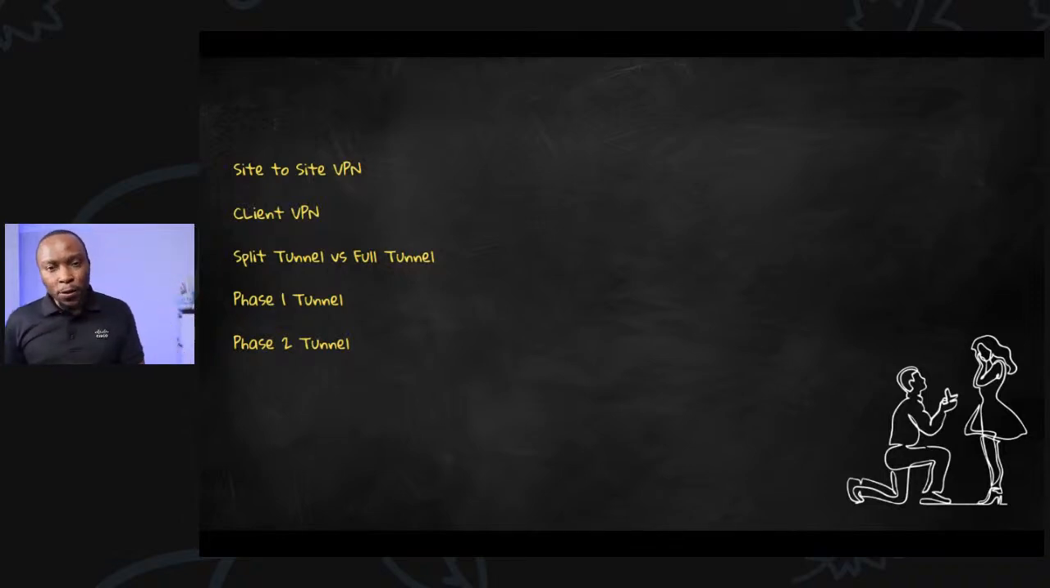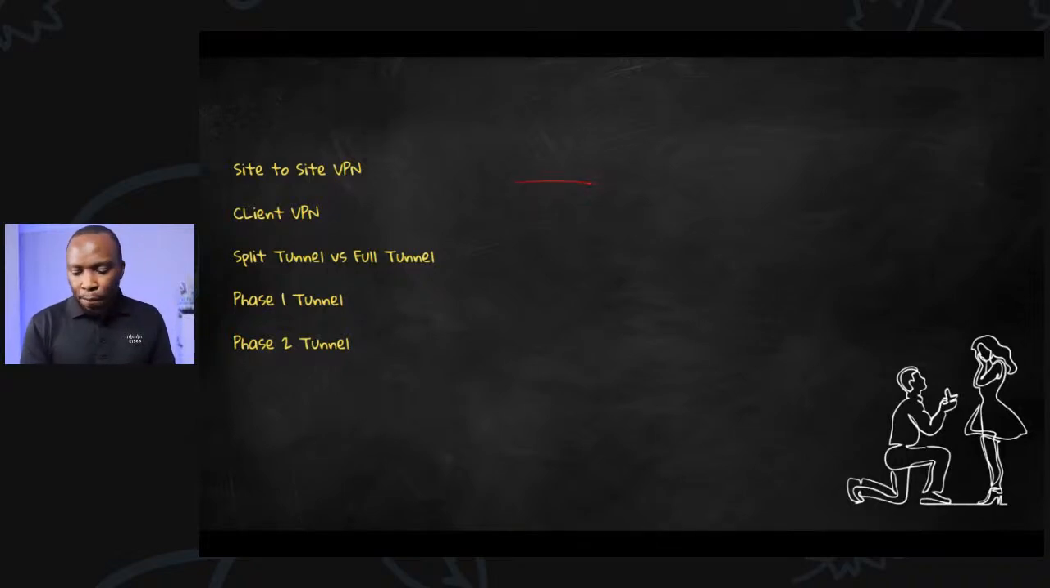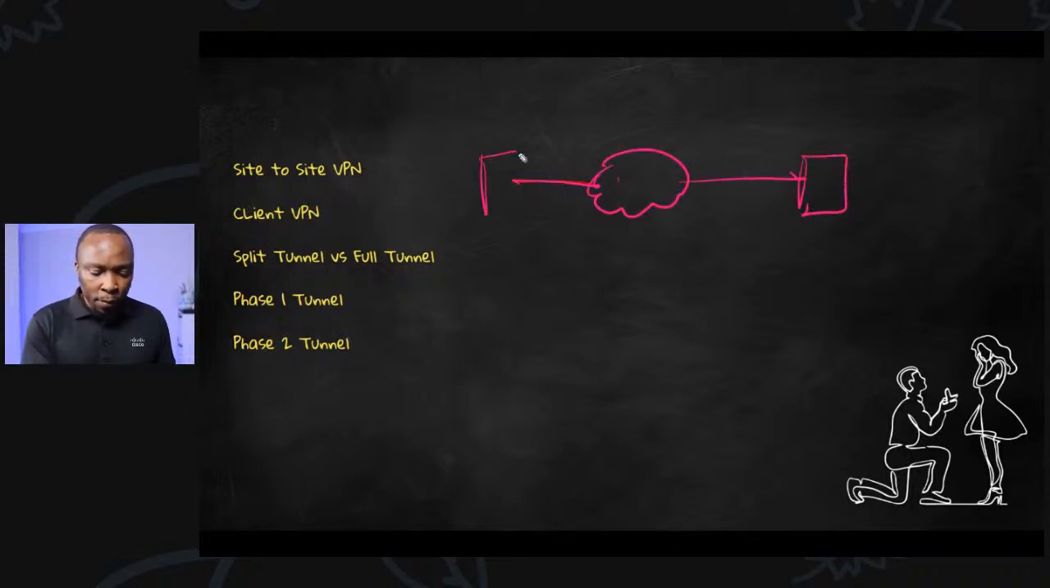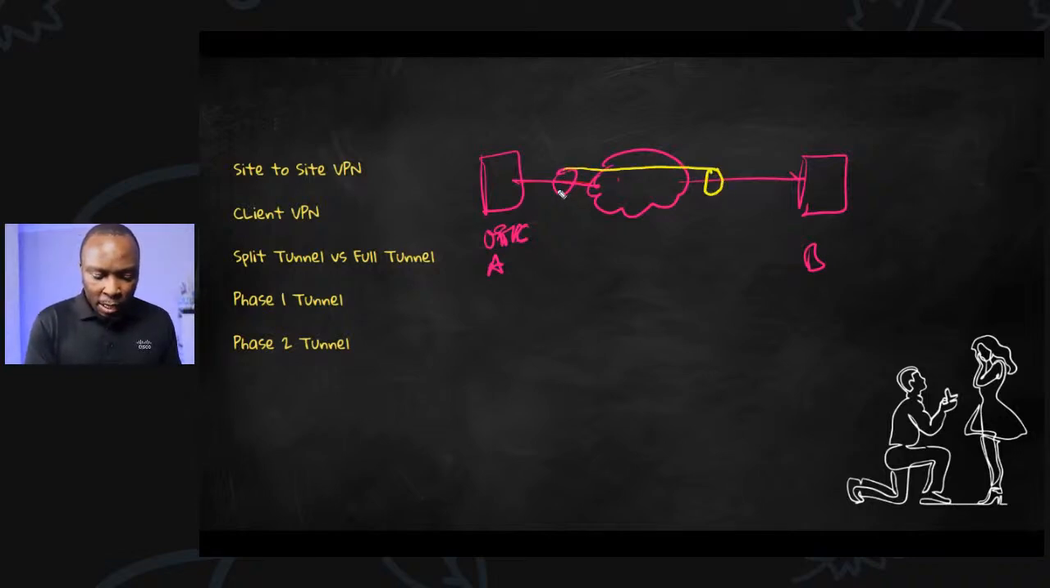Now, there are two types of VPNs that you encounter when you work in the industry. There is what is known as a site-to-site VPN. A site-to-site VPN is basically a VPN between two sites or multiple sites over the internet. So you've got Office A and you've got Office B. And in between, you create a tunnel. Let me just change the color. You create a tunnel over the internet, and that tunnel is going to carry your data and protect it.